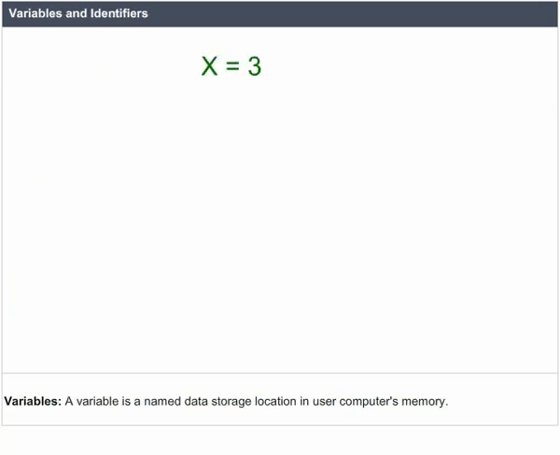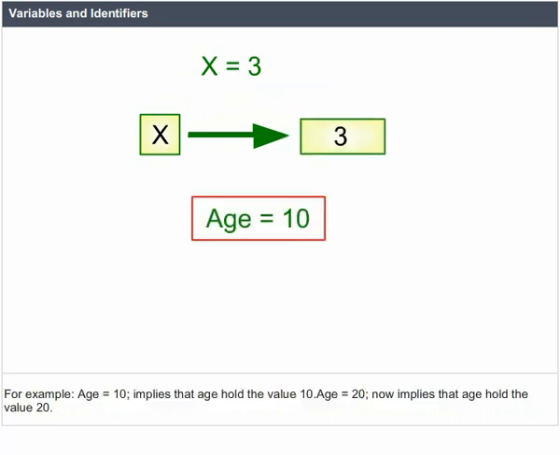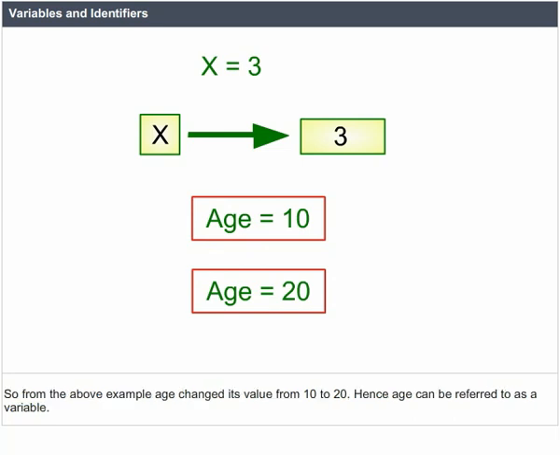Variables and identifiers. Variables. A variable is a named data storage location in the user computer's memory. By using a variable's name in the program, the users are, in effect, referring to the data stored there. For example, age equals 10 implies that age holds the value 10. Age equals 20 now implies that age holds the value 20. So from the above example, age changed its value from 10 to 20. Hence, age can be referred to as a variable.